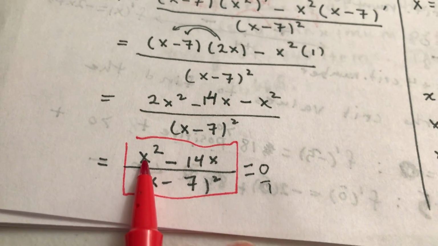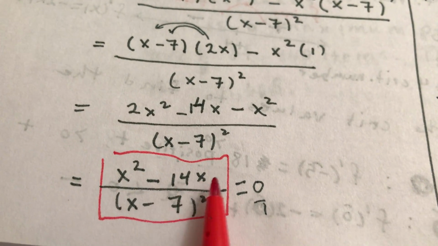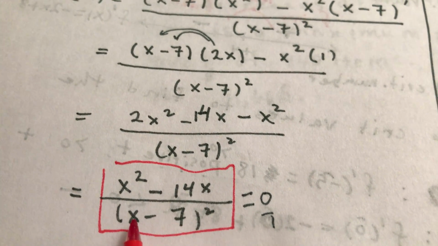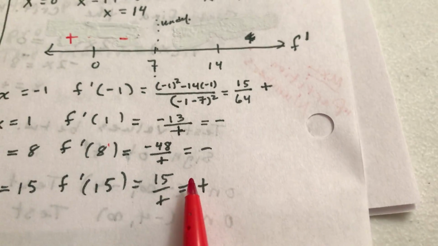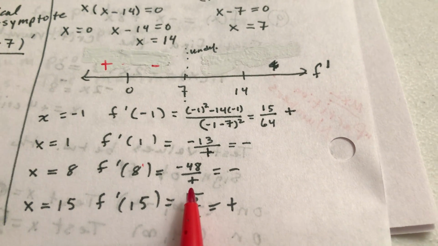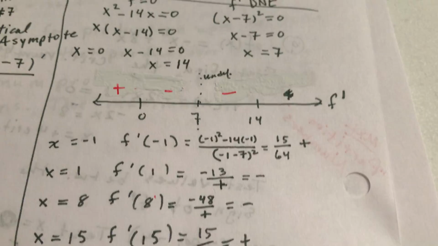If I put in 8, so I'm putting in something on this interval, 8 squared minus 14 times 8 over 8 minus 7 squared, and this is always positive. You can put the value in, but what's going to be important is that for 8 you get a negative, because you get a negative 48 on top and a positive on the bottom, and that gives you a negative. So this is negative.